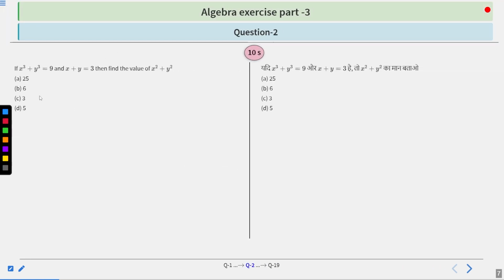Next, if x cube plus y cube equal to 9 and x plus y equal to 3, then find the value of x square plus y square. Options are option A 25, option B 6, option C 3, and option D 5. These are the options. And I'm giving you 10 seconds to find out the correct answer. After that, I will do the solution.